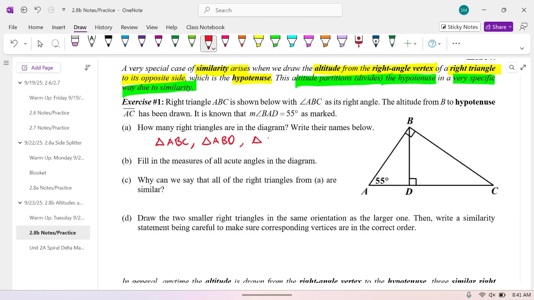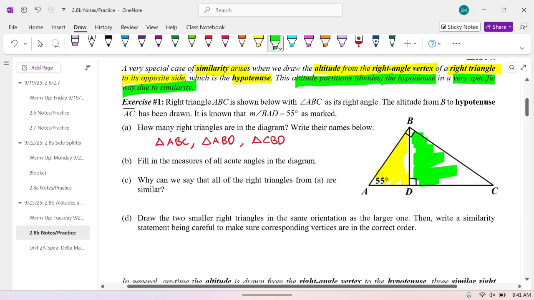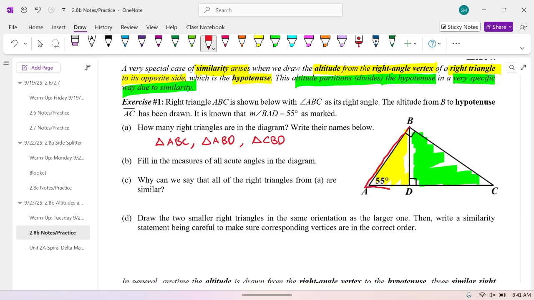CBD. So if we label these, ABD's here, CBD is here, and ABC is the entirety of it. All right, so those are our three right triangles that we came up with. Now, we need to find the measures of all of the acute angles in the diagram.